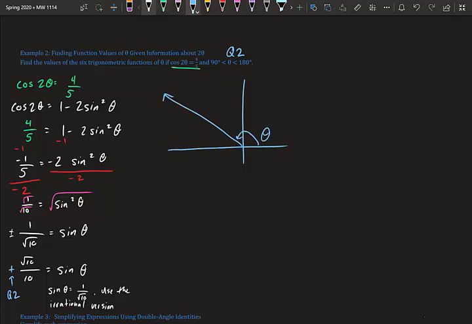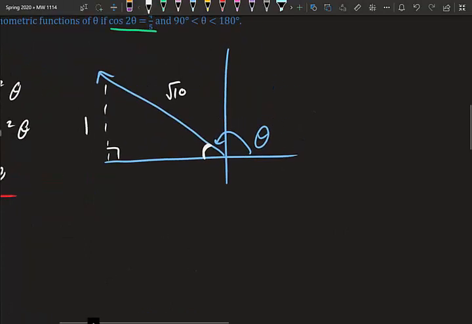And in quadrant 2, we have our triangle. And we have one value. We have sine, which is 1 over square root of 10. So remember, sine is opposite over hypotenuse. So opposite is 1. Hypotenuse is square root of 10. Now we need to find this missing side. We need to find this leg.